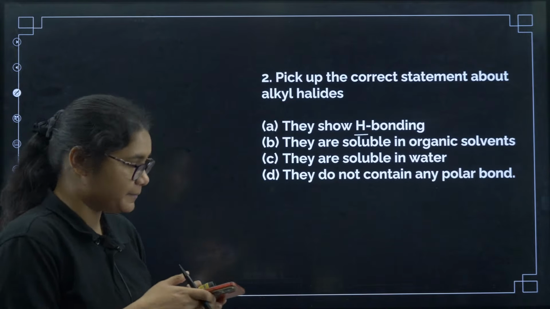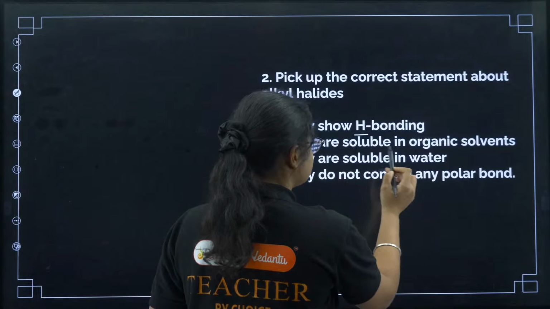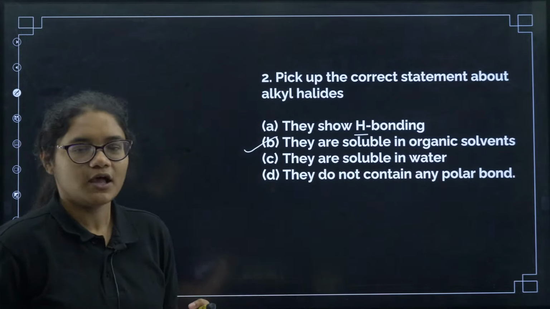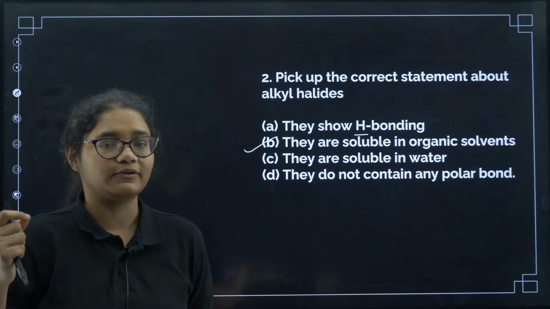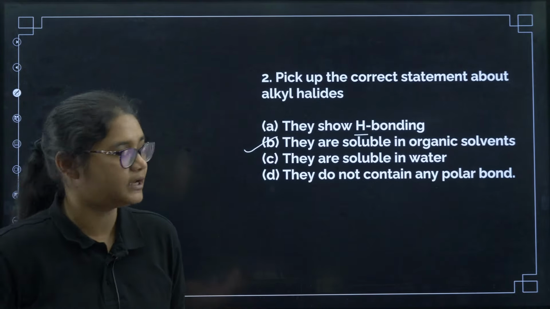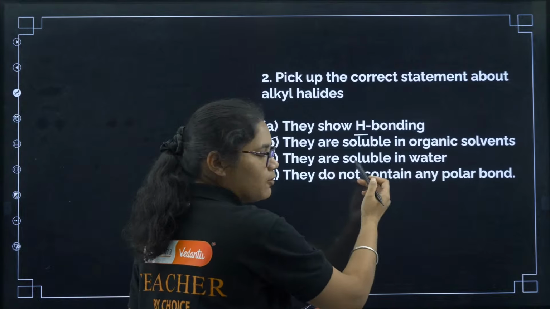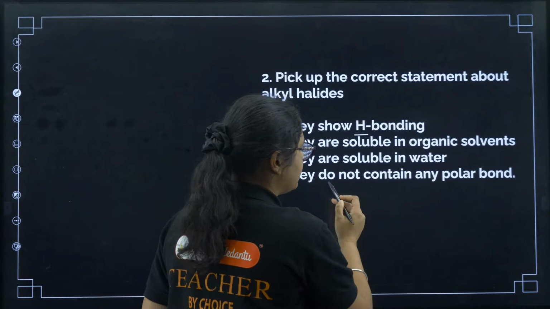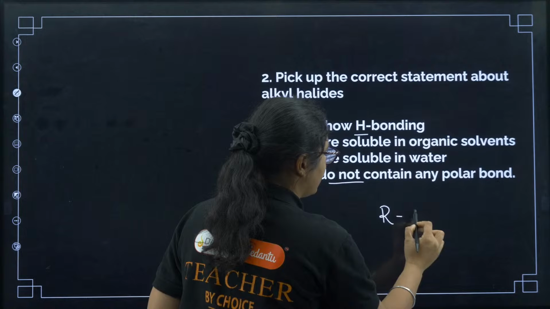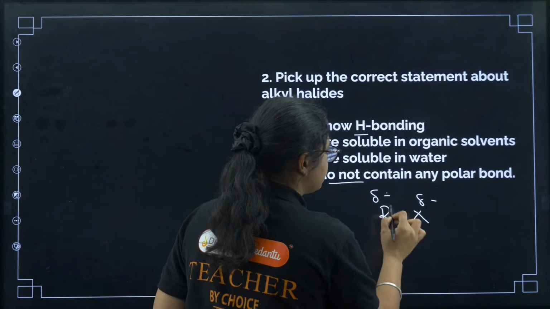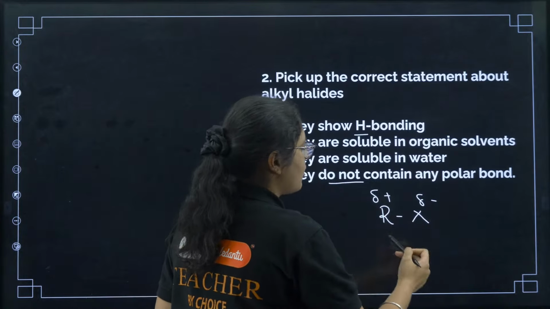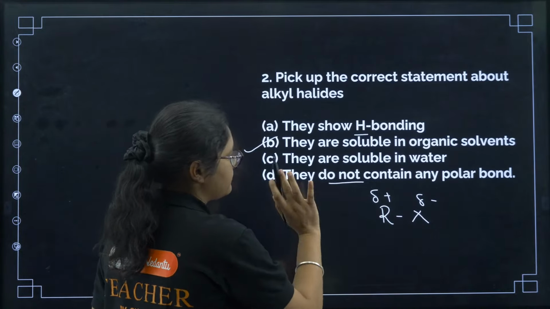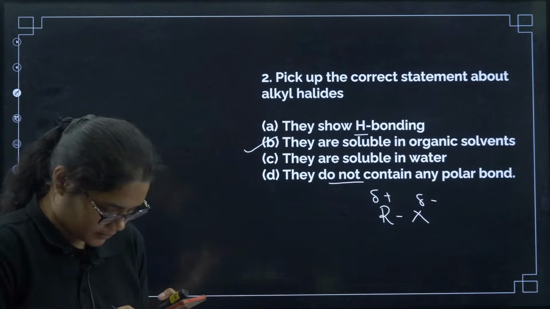Yes, I want answer from all the 24 students who are watching this video right now. 2B. Yes, Pradeep is absolutely correct here. They are soluble in organic solvents. We know they do not form hydrogen bonding because there is no electronegative atom like nitrogen, oxygen, fluorine. Then they are not soluble in water, and they contain polar bonds, right? If you have RX, this is delta minus and this is delta plus, so that is why this is a polar bond. So that is why this statement is wrong. Correct answer is option number B.